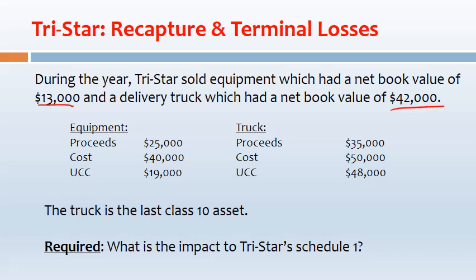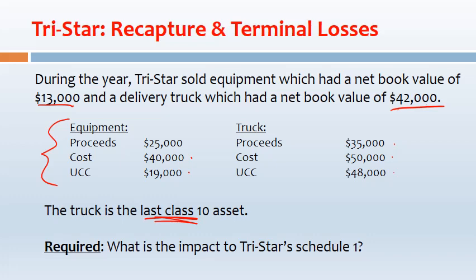So we've got equipment information down here. We've got the proceeds, what it was sold for. We've got what it originally cost, and we've also got the undepreciated capital cost at the time of sale. For the truck, we've got it was sold for 35, the cost was 50, the UCC was 48 grand. What's important to note here is the truck is the last asset in class 10, meaning there could be potential for some terminal losses, recapture, etc.